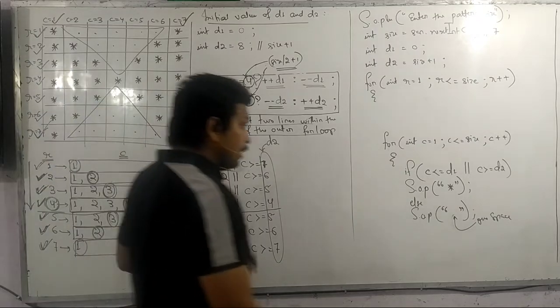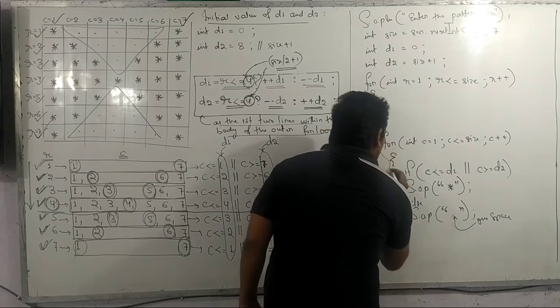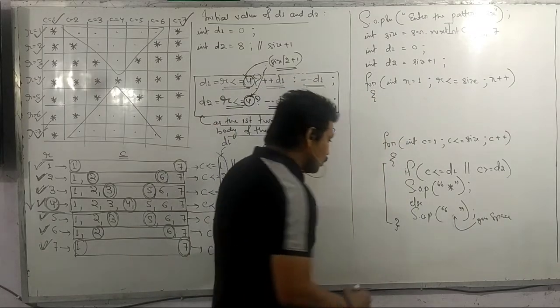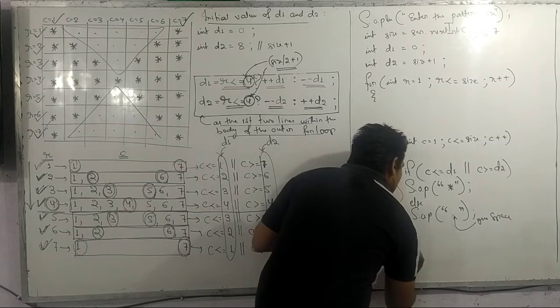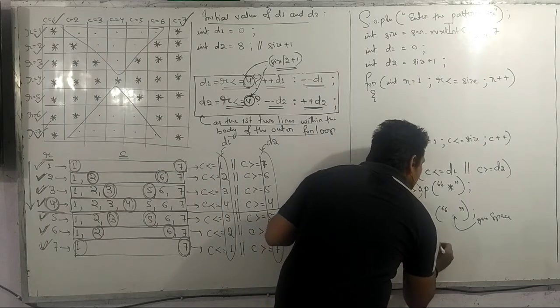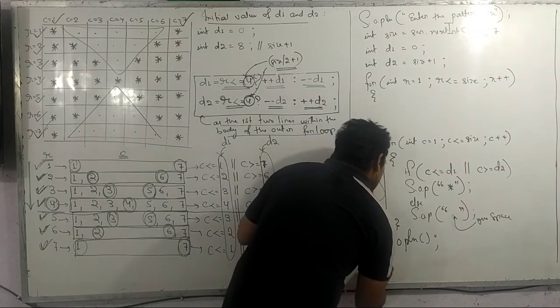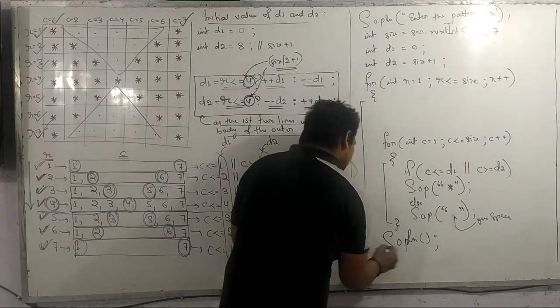Clear? Okay. Now let me close the block of the inner for loop, and just after the block of the inner for loop I have to write System.out.println to bring the cursor to the next line. And then here I will close the block of the outer for loop.